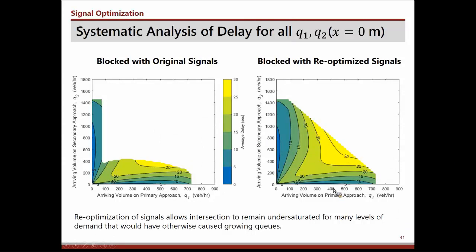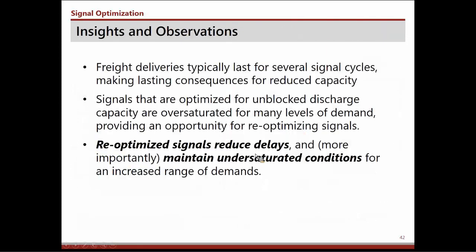So this just shows the opportunity to serve demand pairs on the primary and secondary approach that could not be served before. And so some insights from this is that because freight deliveries typically last for several signal cycles, their impacts have lasting consequences on the capacity. So whereas a bus or even a parallel parking car has an impact for a few seconds or a minute, a freight delivery may have impact for 20 minutes or more.